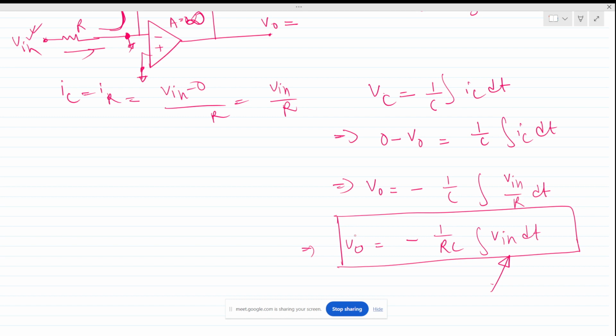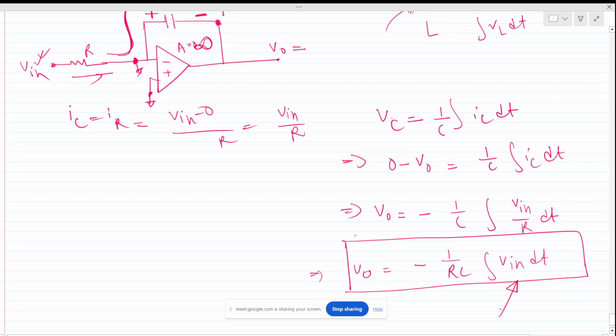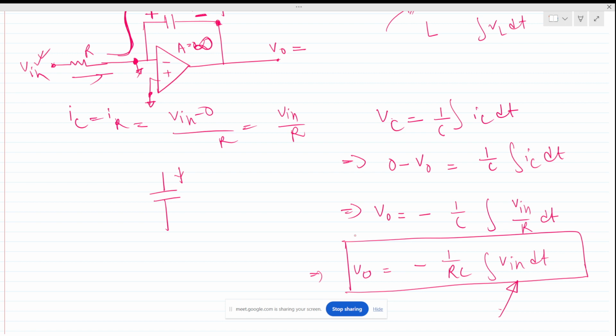This is the mathematical explanation. What is the physical explanation? This is the mathematical. The physical expression we all know: the capacitor always indicates the current. Like if the current is increasing, then the voltage developed across the capacitor will be increasing. So this is the physical significance we can see.